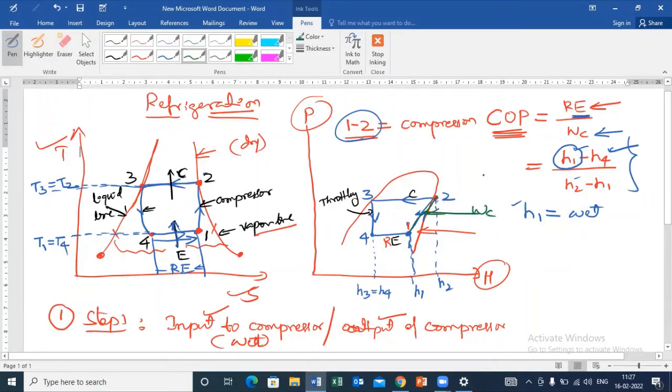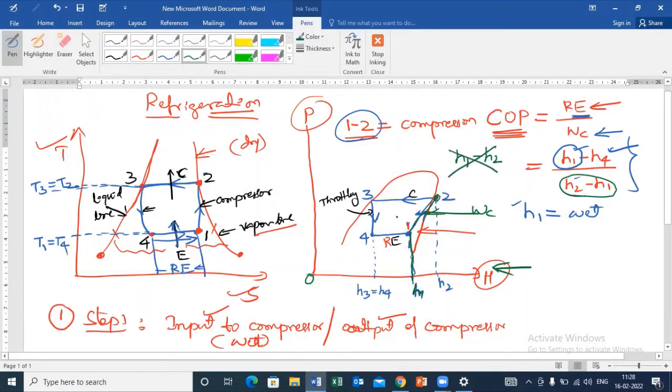Now, dear students, you can ask a question: sir, why have you not written H1 minus H2? Why have you written H2 minus H1 for the compressor? The reason is simple: always take the highest enthalpy first. If you take enthalpy on the x-axis from the 0 origin, H1 is less than H2. So always take highest enthalpy minus lowest enthalpy.